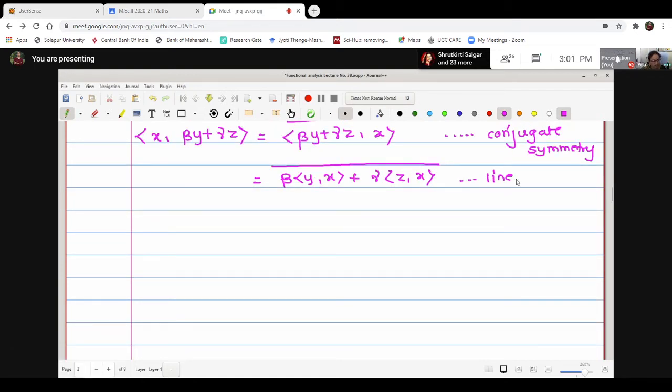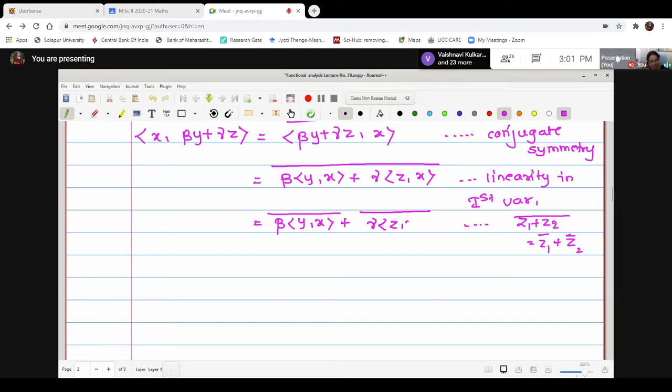Linearity in the first variable. Okay, next step, what will we do? We will just try to separate the conjugates. We know the fact that the conjugate of z1 plus z2 is nothing but z1 bar plus z2 bar. With this property may I write this as beta times the inner product of y with x, bar, added with the conjugate of gamma times z with x.